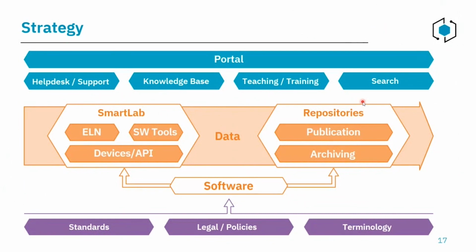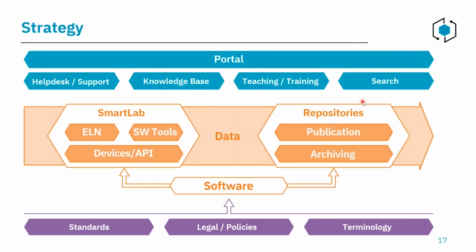This is a brief sketch overview of the things that we're involved in. You can roughly split it into three parts. At the top is the interface with you, the academic community. We have help desk and support systems. We have knowledge bases where you can look up various concepts. We provide teaching and training opportunities, and then enable you also to search not only RDM knowledge, but also data sets. In the center, you have the so-called smart lab, where the data is produced, generating data that then feeds into repositories or archives.